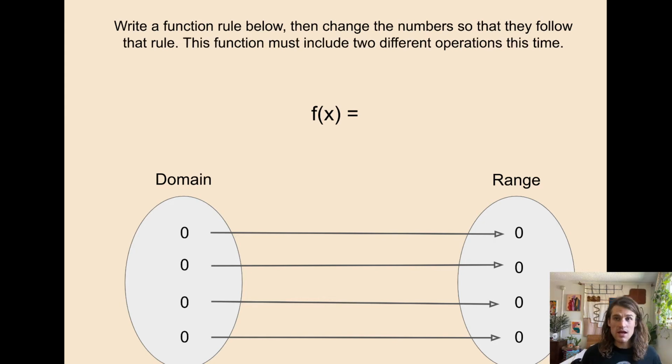Okay, here's another one. The catch this time is that you have to use 2 operations. So you have to pick multiplication and addition, subtraction and multiplication, whatever 2 you want. If you want to get crazy, you can start throwing in some exponents, some square roots, whatever 2 operations you want to have.